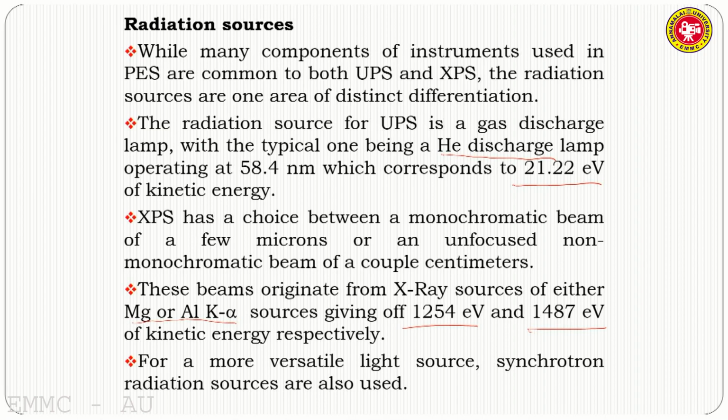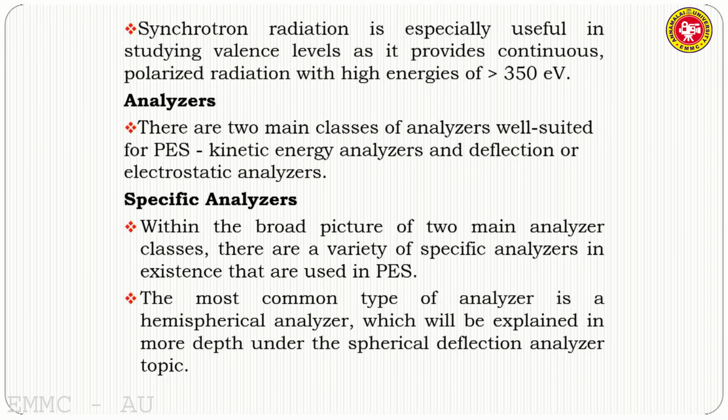For a more versatile light source, synchrotron radiation sources are also used. It is one of the special types of radiation source. Synchrotron radiation is especially useful in studying valence levels, as it provides continuous polarized radiation with high energy of greater than 350 electron volts. Analyzers.